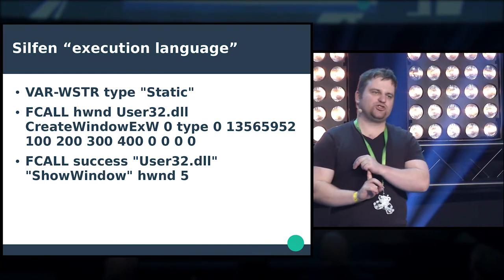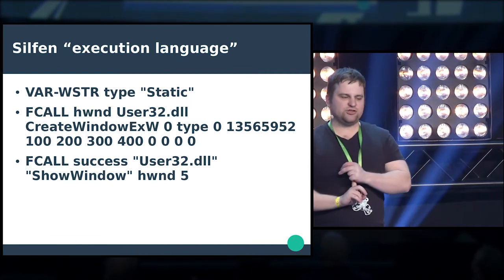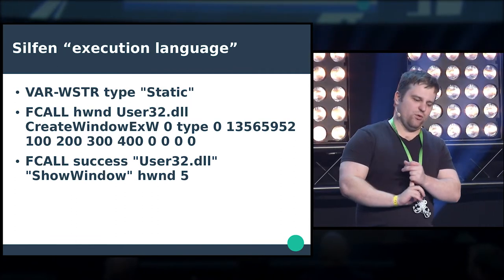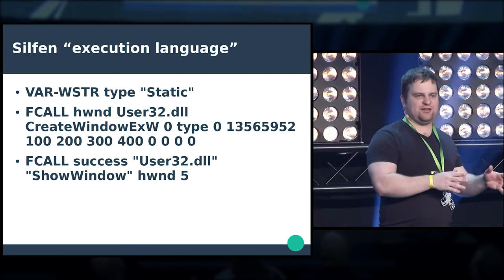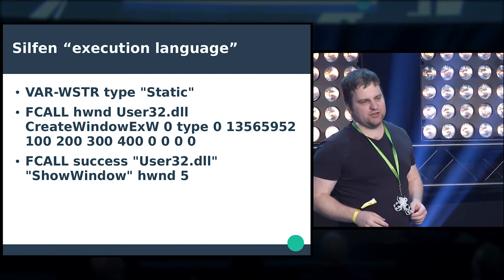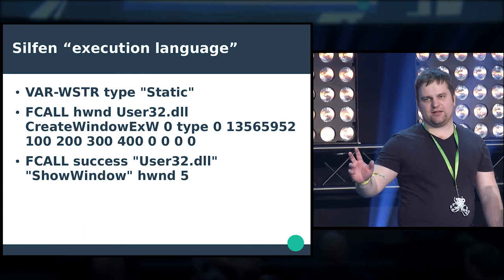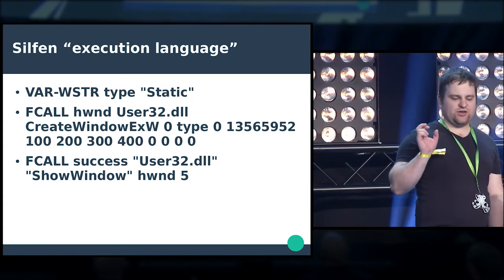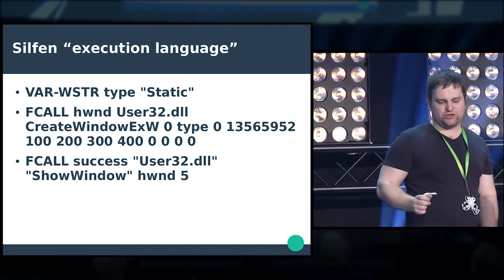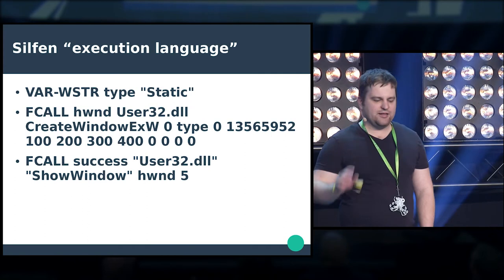A simple example of such a language is just three lines of code that call the CreateWindowEx function from the user32 DLL, just as an example, and then the ShowWindow function from the user32 DLL. What the first line does is it creates a variable, just a memory block called type, and puts the string static inside of that, in wide character format. Then it calls CreateWindowEx using some number parameters and this type variable, and then ShowWindow.